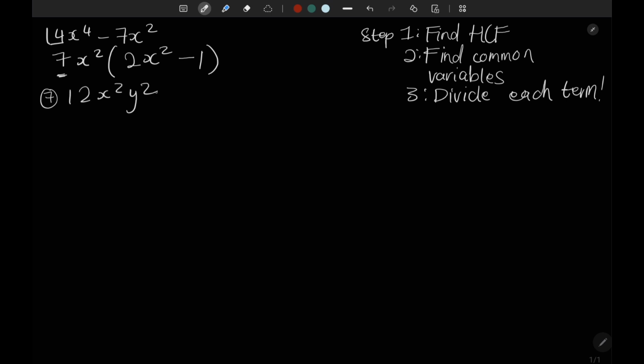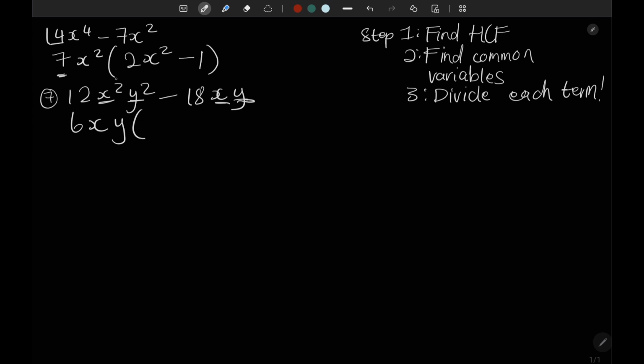12x squared y squared minus 18xy. Okay, what's the first step? You find the highest common factor. 12 and 18. Which number can go into 12 and 18 without leaving a remainder? It's 6. So you write down your 6. Step 2, we find the common variables. Let's go to our variables. x squared y squared, xy. These terms both have x and y in common. So you write down the variable with the smallest power. So x squared and x, which one is smaller? X. Y squared and y, which one is smaller?